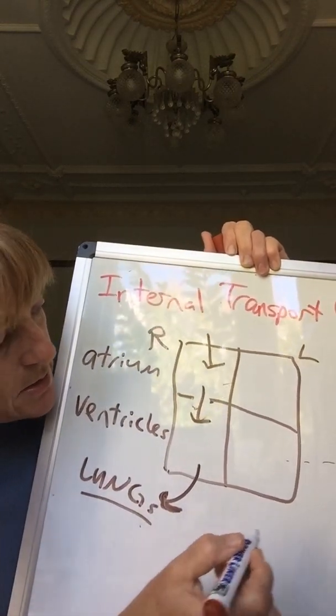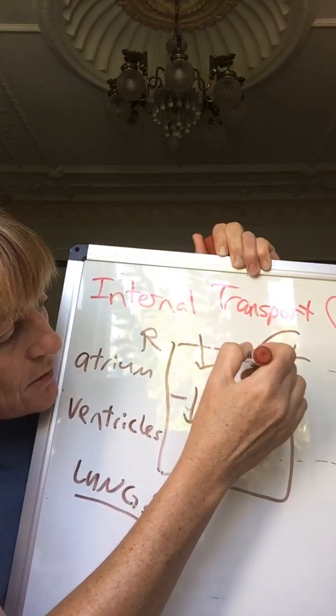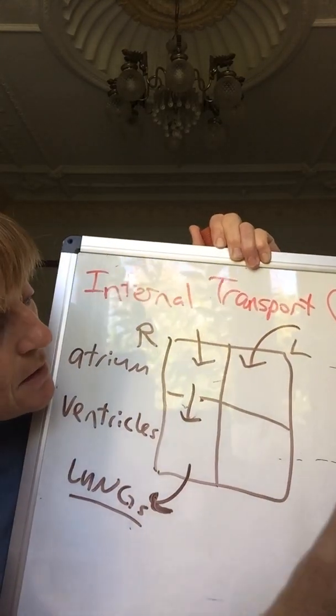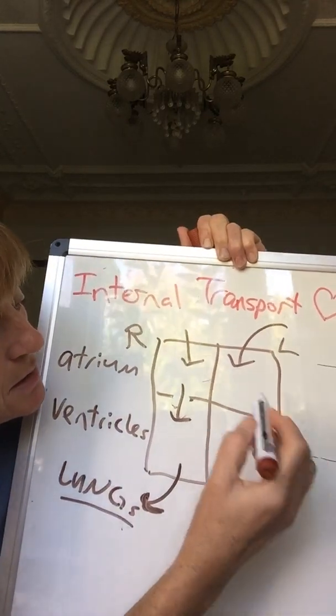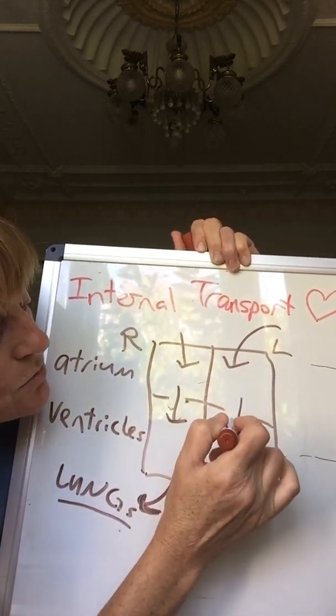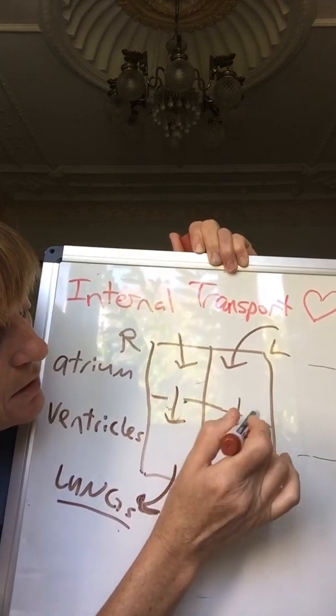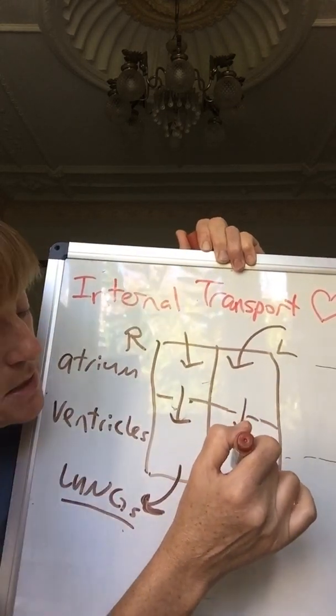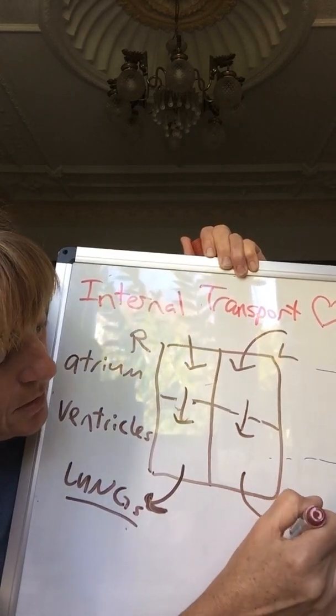Then when it's gone to the lungs, it's going to come back and go into the top of the left side of the heart, with all that lovely oxygenated blood, into the top chamber, the atrium, and then the valve will open and it'll be squished through into the bottom chamber, the valve will close again, and then this blood is then sent off to the body.